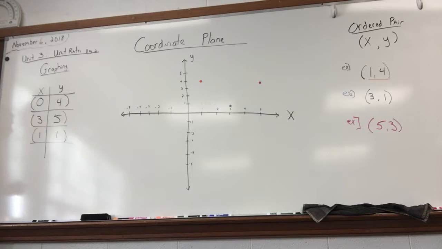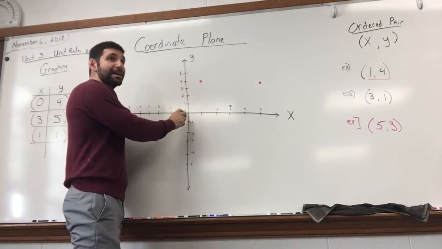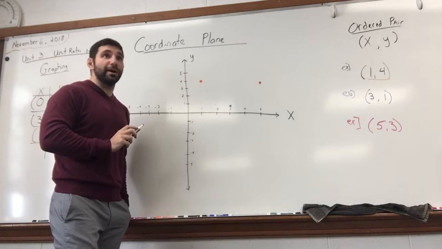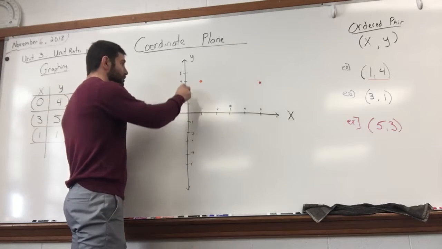Could I graph these now? Absolutely. Let's start with 0, 4. We start at the origin. My x says 0 places to the left or right. So that means we don't move it. The y is up 4.